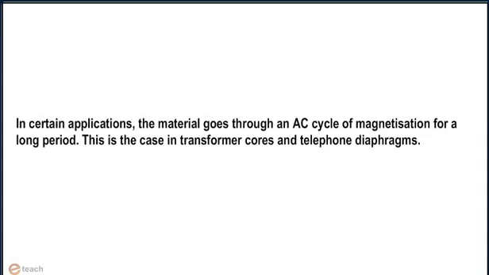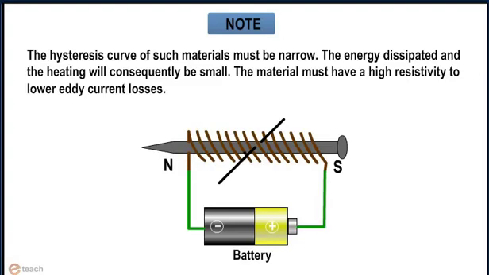In certain applications, the material goes through an AC cycle of magnetization for a long period. This is the case in transformer cores and telephone diaphragms. Note: the hysteresis curve of such materials must be narrow. The energy dissipated and the heating will consequently be small. The material must have a high resistivity to lower eddy current losses.